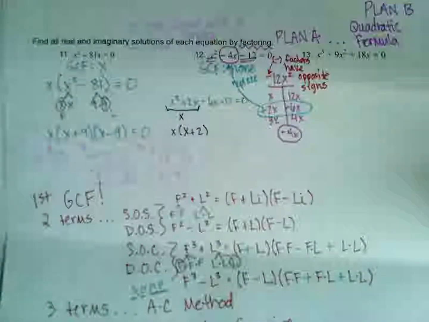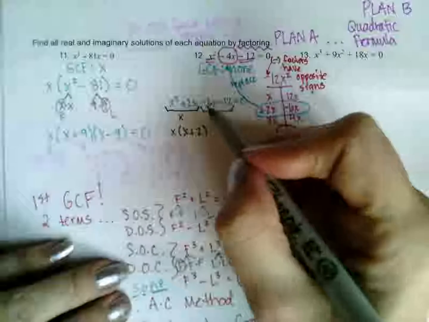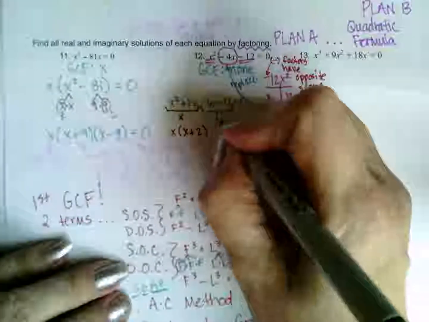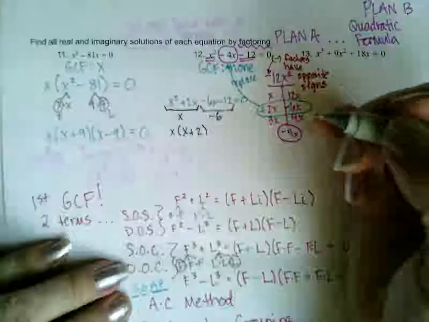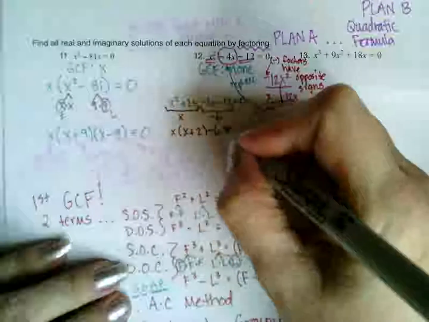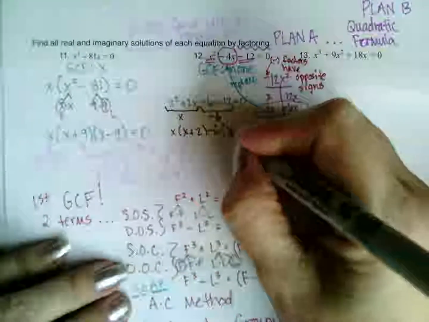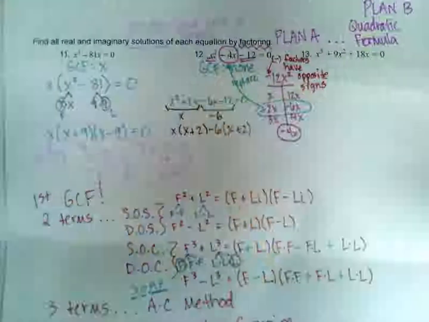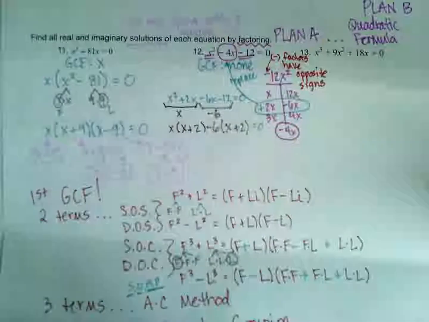And then I look at my second group there, negative 6x minus 12. Now, whenever a group starts with a negative number, you need to take out a negative GCF. So rather than just taking out a 6, because those are both divisible by 6, I need to take out a negative 6. So I'll have negative 6, and then negative 6x divided by negative 6 leaves me with x. Negative 12 divided by negative 6 leaves me with positive 2. And I'm still equal to 0 here.